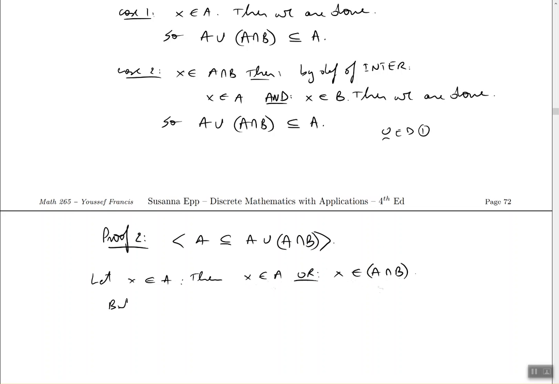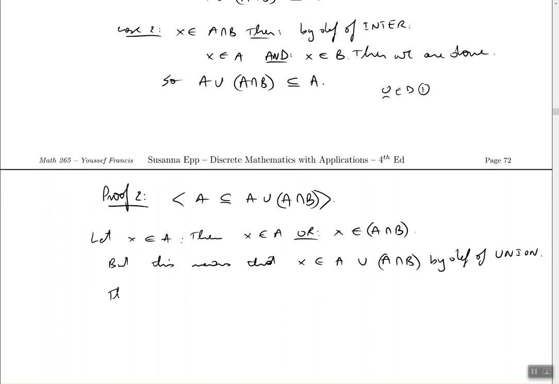But this means that now X is in A union (A intersect B). This is by definition of the word union. But then this is basically the end, because if you're in the union, then we are finished. We are done, because we are saying now that A is a subset of A union (A intersect B). And this is the end of proof 2, so QED of 2.